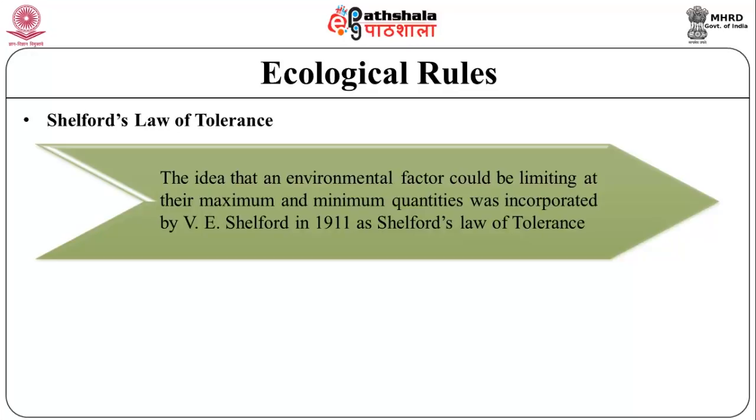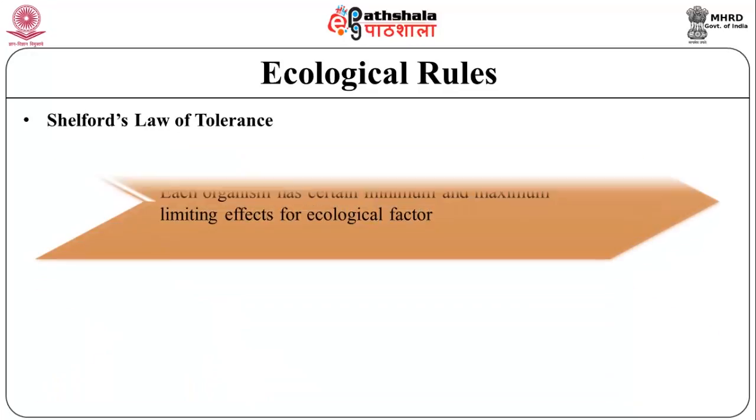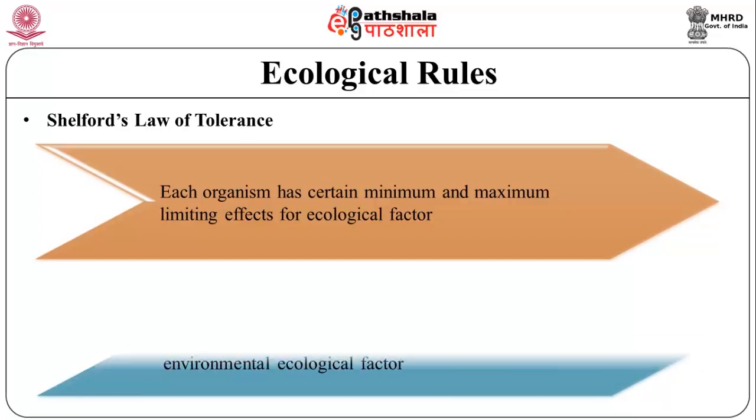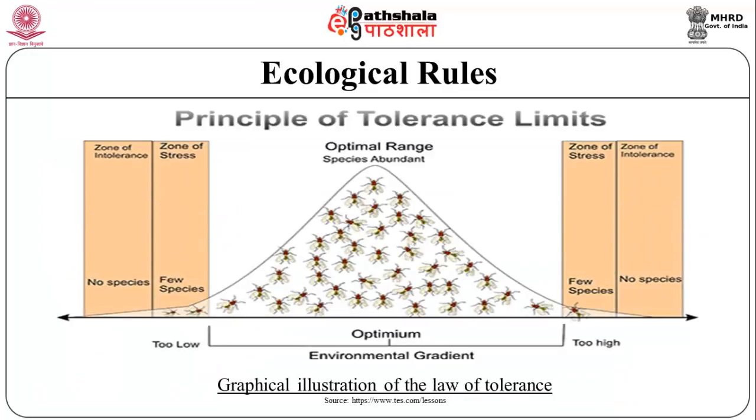The idea that an environmental factor could be limiting at its maximum and minimum quantities was incorporated by V.E. Shelford in 1911 as Shelford's law of tolerance. It states that an organism's success of survival is based on a complex set of conditions, and each organism has certain minimum and maximum limiting effects for ecological factors, and between maximum and minimum lies a range of gradient that is known as the limit of tolerance or optimum environmental ecological factor. Here you can see the graphical illustration of the law of tolerance.